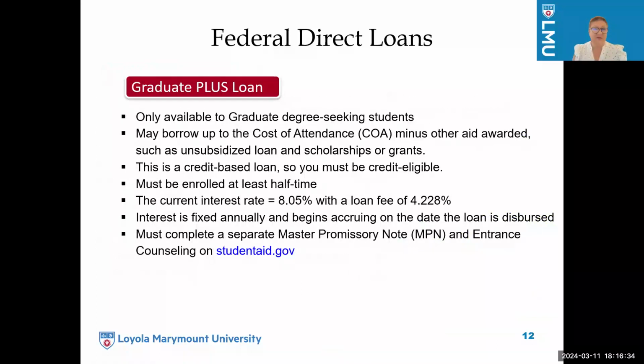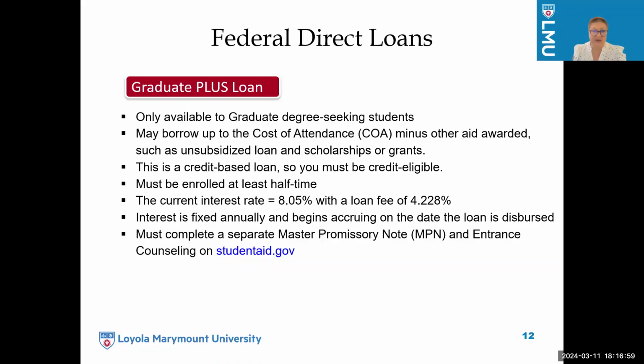Okay, so let's talk about the Graduate PLUS loan. This is also available for graduate degree seeking students, and students may borrow up to the cost of attendance minus other aid, such as the unsubsidized loan or any scholarships or grants that you were awarded. This is a credit-based loan, so you must be credit eligible. It doesn't mean that you have to have perfect credit. It just means that you have to be credit eligible based on their requirements.